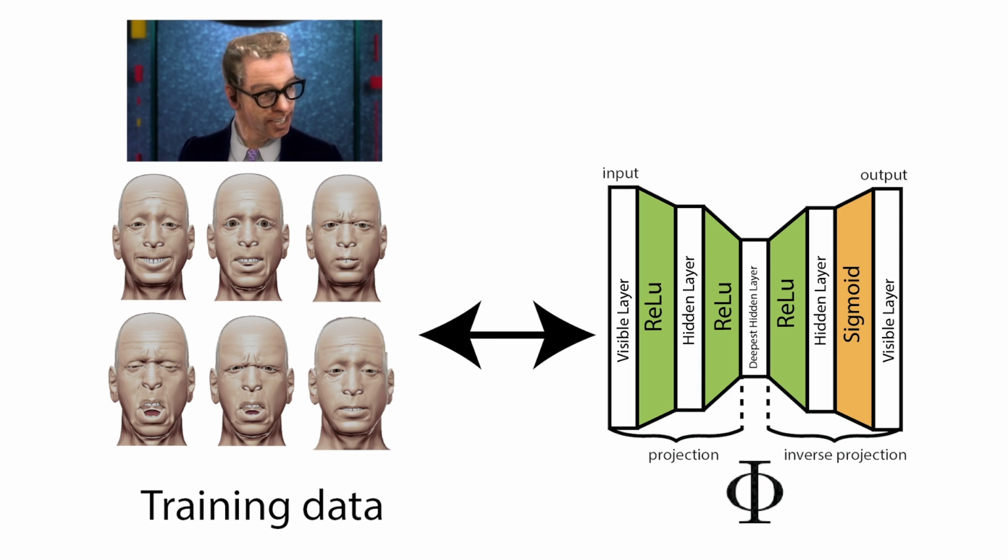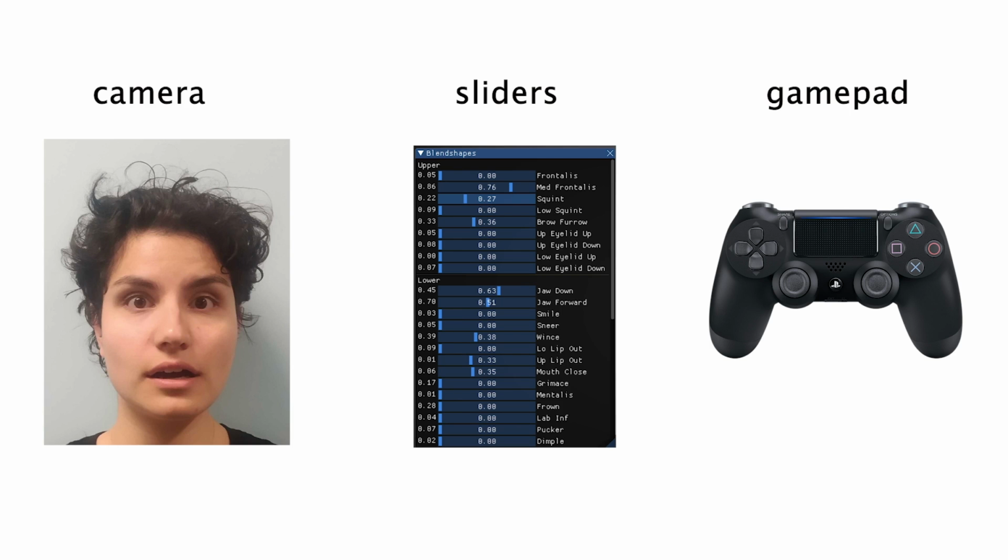This is done using an autoencoder network that we train on pre-existing data of facial poses that we collected from an animated movie. Our manifold allows for a variety of device inputs to rapidly explore the face space while ensuring that the resulting expression projected onto the manifold remains natural.